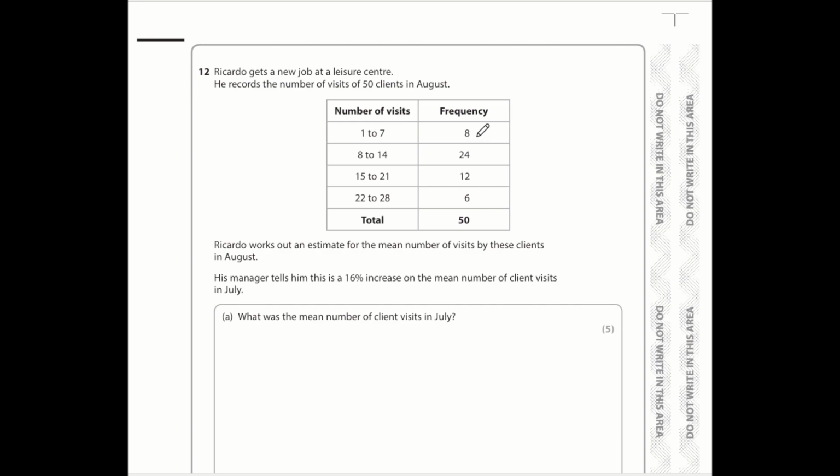So what can we do? We're going to assume that they all went halfway between 1 and 7. Now what's halfway between 1 and 7? Well, just add 7 to 1 and divide by 2. 7 plus 1 is 8. 8 divided by 2 is 4. So we're assuming they all went 4 times. These 8 people went 4 times.